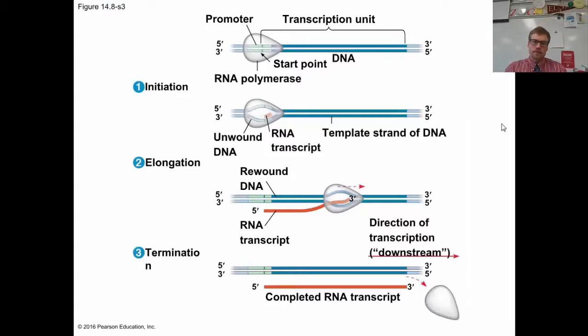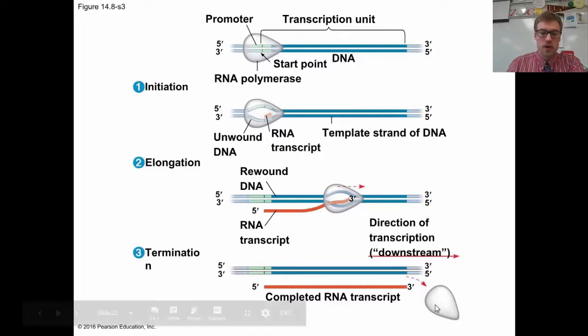All right, so here are the three steps that are involved in the process of transcription. You have initiation, elongation, and termination. In initiation, we are going to be beginning the process of producing the RNA transcript using the RNA polymerase enzyme. The DNA is going to be unwound in order for that to happen. Then the DNA is rewound, and the RNA polymerase will move along the gene, and it will continue to produce the RNA transcript. The direction of transcription is considered downstream, and the opposite direction is considered upstream.